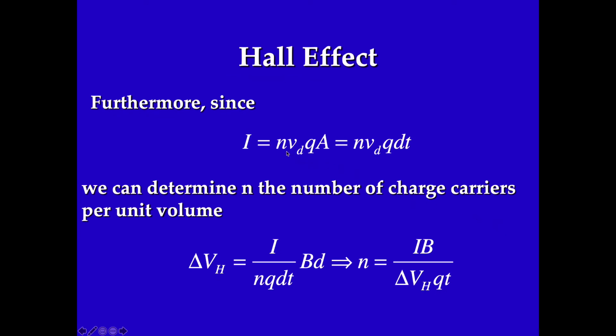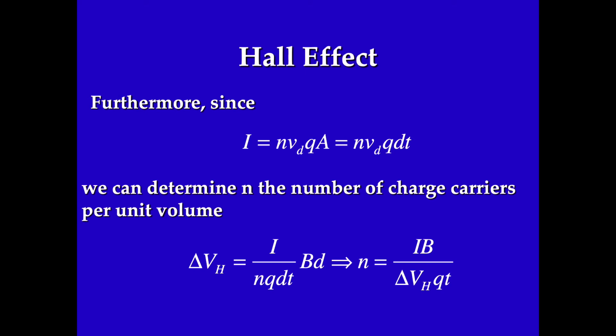In fact, since I is the number of charge carriers per unit volume times the drift velocity times Q times the area through which the current is moving, which in this case would be the dimensions D and T, then we can use this and our knowledge of the Hall voltage to actually measure the number of charge carriers per unit volume. We can actually do that experiment. We can do it for semiconductors, conductors, whatever. So by making these measurements, we can actually test our knowledge of these theories.